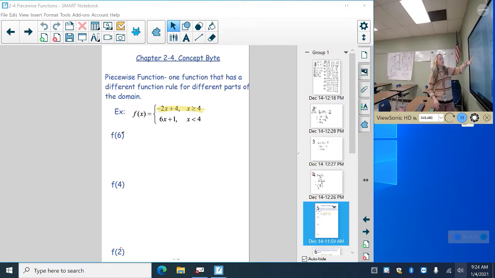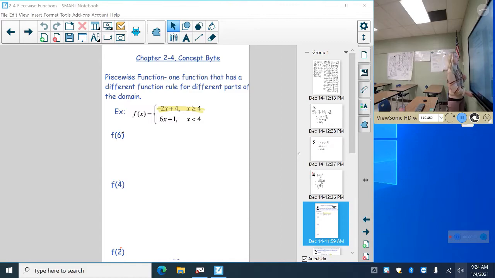Meaning, a domain is just the possible x values that go into a function. And when I say a function, we're talking about something where for every input there's exactly one output. So if I look at the function rule f of x equals negative 2x plus 4 for any values of x greater than or equal to 4, or 6x plus 1 for any values of x that are less than 4.